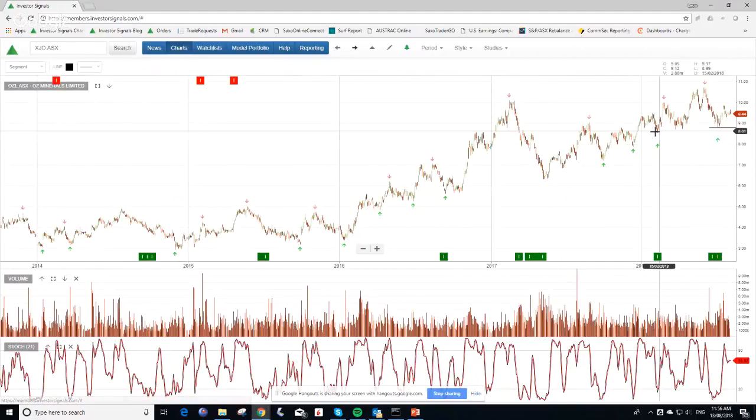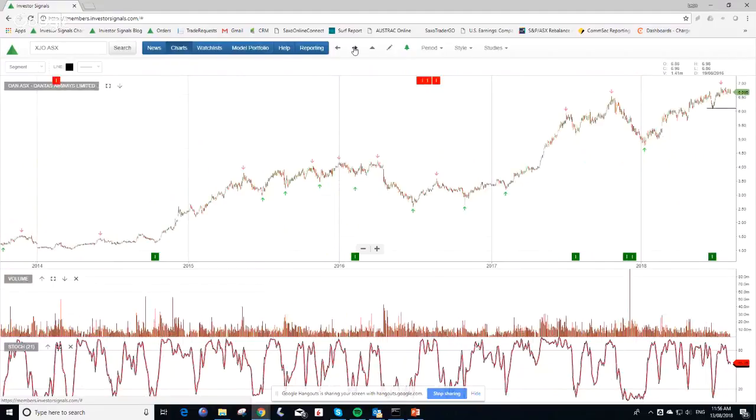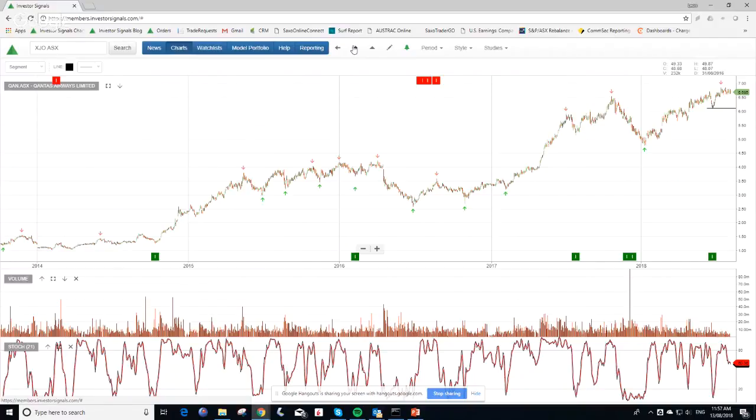Oz Minerals looks okay, positive higher highs, higher lows, consolidating around that 950 level. Perpetual, I'll just point out here the negative structure and the resistance at $45. The company's seen fairly significant outflows in their managed funds.